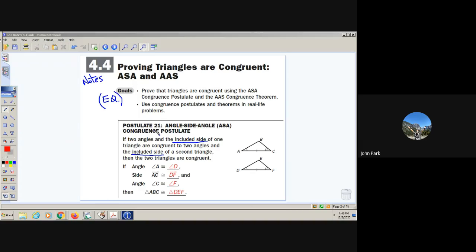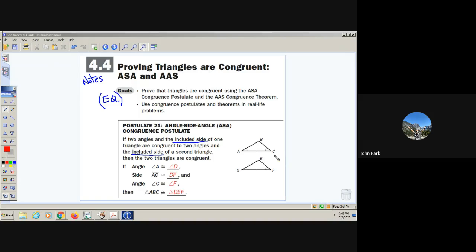So here's another postulate, the ASA, the angle side angle congruence postulate. This is kind of like backwards of the side angle side. We know two angles here, and then the side is in the middle of the two angles. So that's the included side. Last time we had an included angle in the middle between the two sides. So this is kind of backwards. Now we have the side in the middle between the two angles that we're looking at.